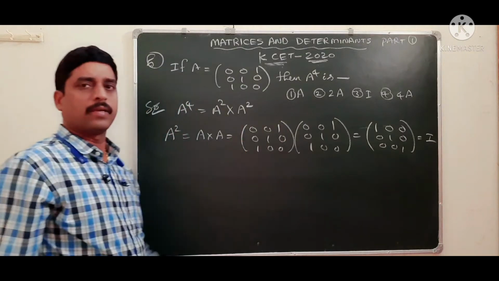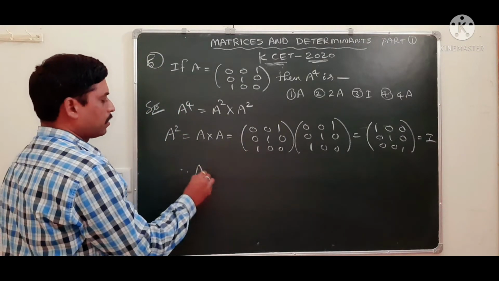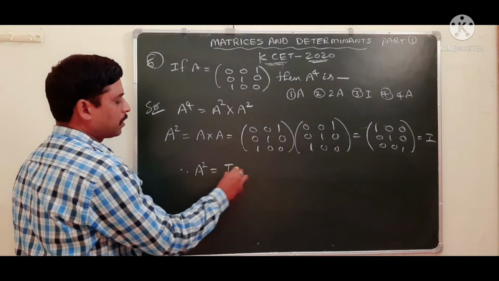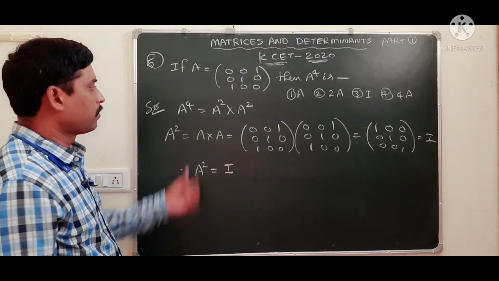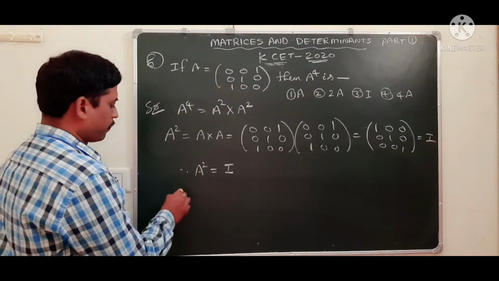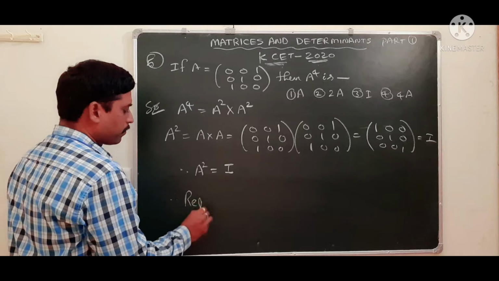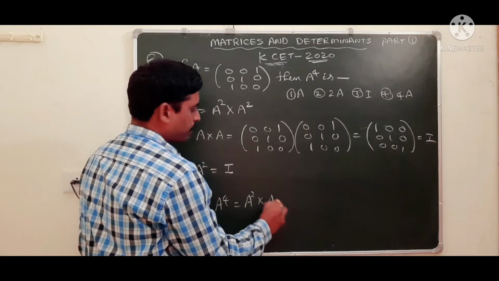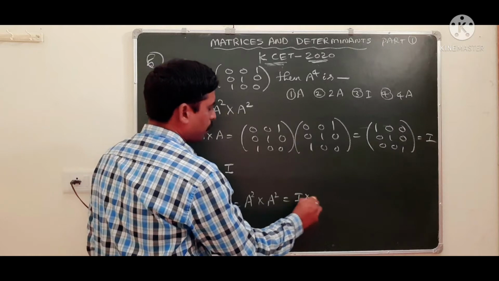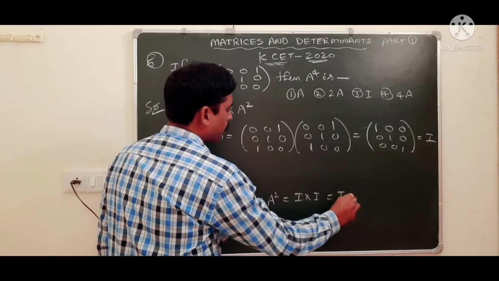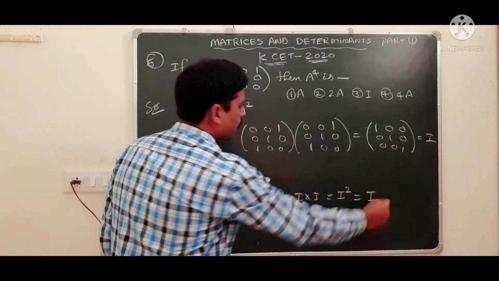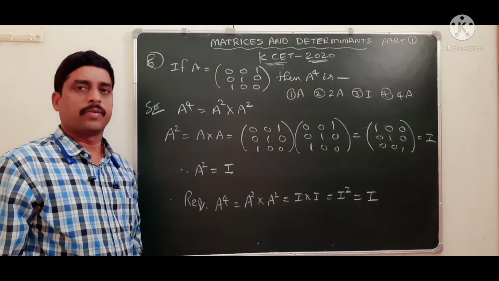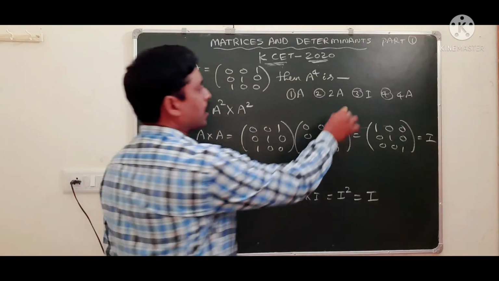So A square is equal to I. A square is equal to the unit matrix. Now our target is A to the power 4. So required A to the power 4 is equal to A square into A square. This will be I into I. I into I is equal to I square. So I square value is equal to the unit matrix I. Which option is correct? Option 3 is correct.